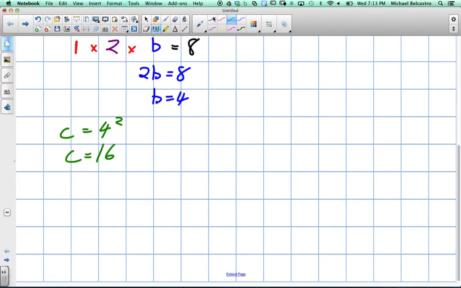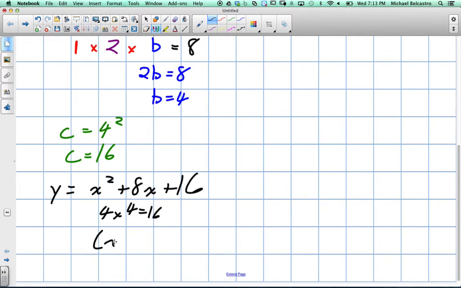Let's see if this would work. y equals x squared plus 8x plus 16. I'm going to very quickly factor this. Because this is a 1, I just need two numbers that multiply to the last term and add to the middle. Two numbers that multiply to 16 are 4 and 4, and 4 plus 4 is 8, so we get (x plus 4)(x plus 4). Hey, look at that, it's a perfect square trinomial. Hey, we did it.